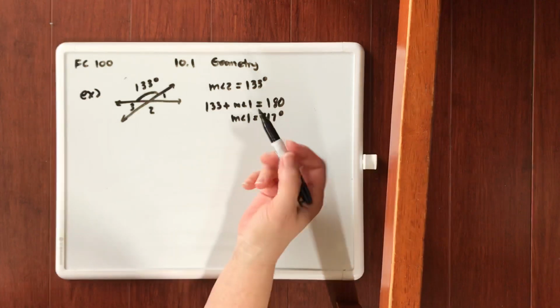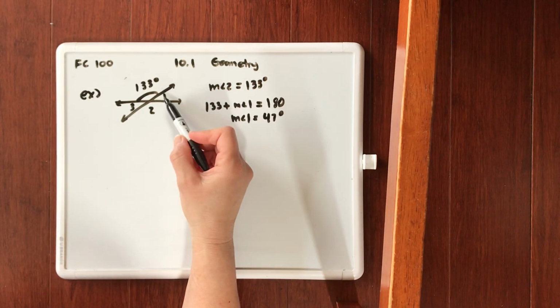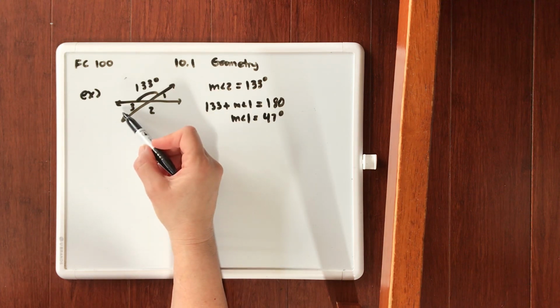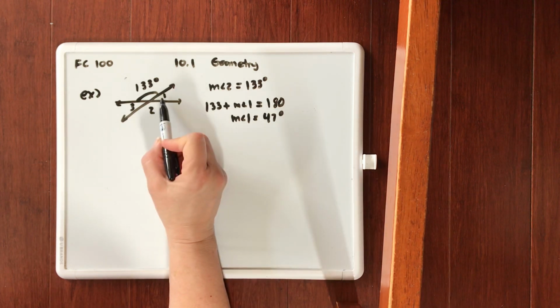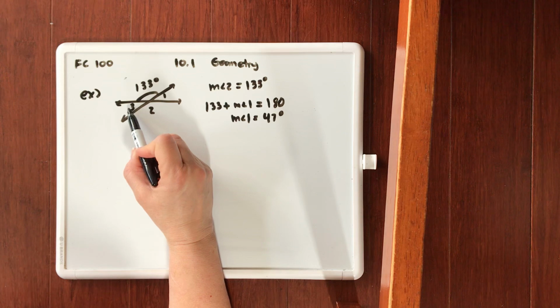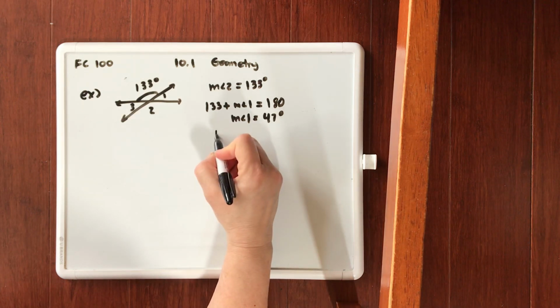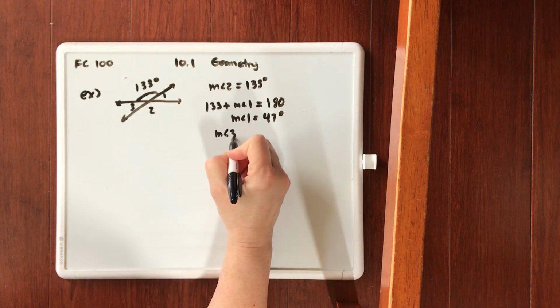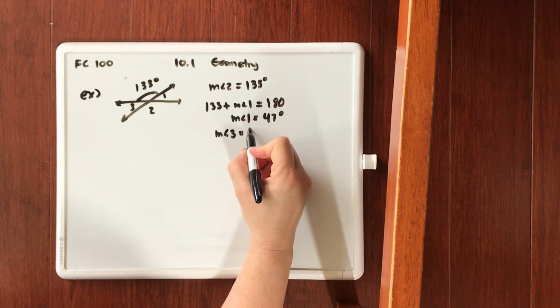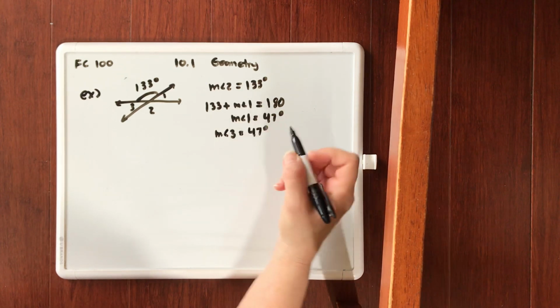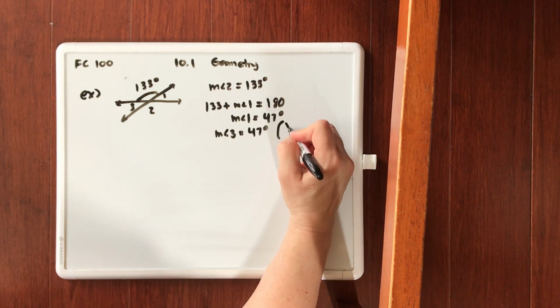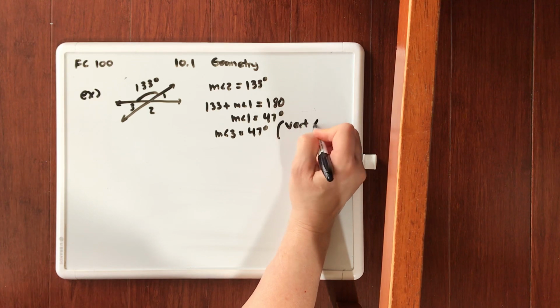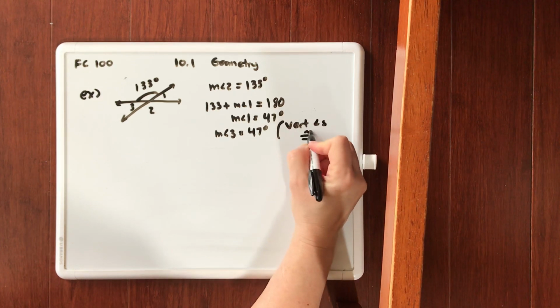Okay, so we figured out angle 2 and angle 1. Now what is angle 3? Well, that's easy. Angle 1 and angle 3 are vertical angles. So we can conclude the measure of angle 3 also equals 47 degrees. And that is just basically because vertical angles are congruent.